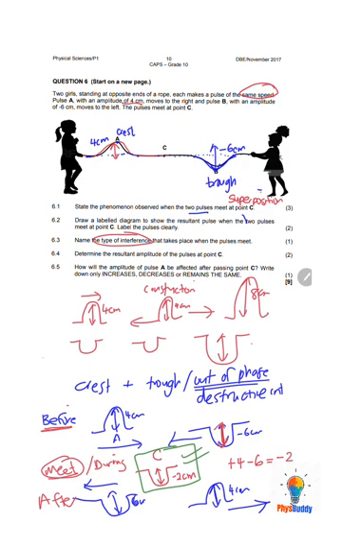Determine the resultant amplitude of the pulses at C. So we've done that. We said that the resultant amplitude was +4 and -6, which gives us -2, and that would be -2 centimeters.